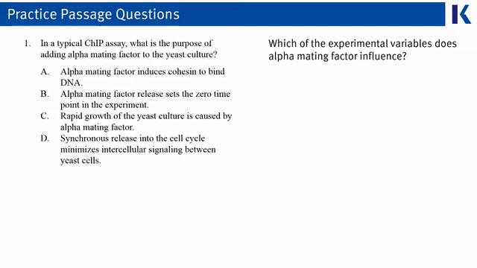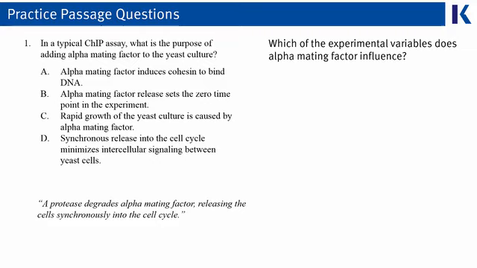So we find alpha mating factor in the second step of the experiment, which says a protease degrades alpha mating factor, releasing the cells synchronously into the cell cycle. The key word here is this idea of synchronous release into the cell cycle. In other words, it's alpha mating factor and its subsequent degradation by proteases that actually allows the researchers to ensure that the cells move through the cell cycle together. The time in the cell cycle was our independent variable, so alpha mating factor is actually responsible for setting up that independent variable, for setting up the temporal aspect of this experiment.